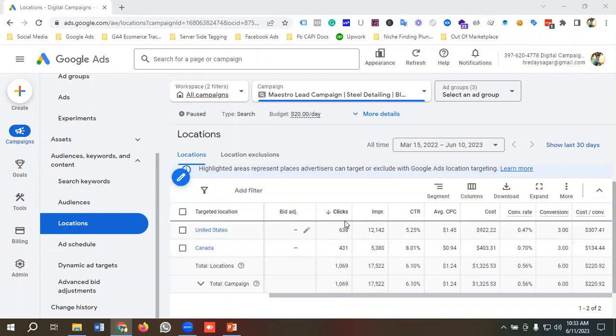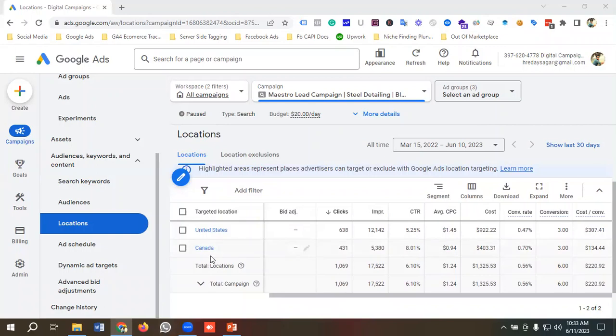It has got 638 clicks. CTR is 5.25%, average CPC $1.45, total cost $922, and conversion rate was 0.47, and it has got 3 conversions and cost per conversion is $307.